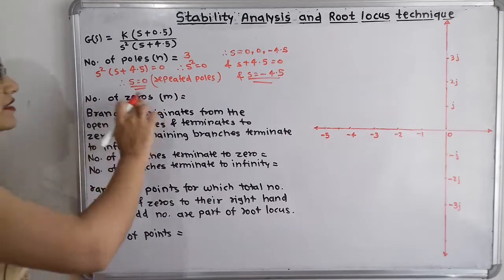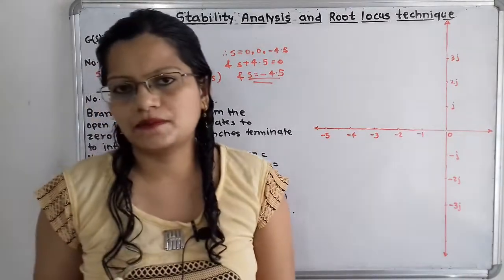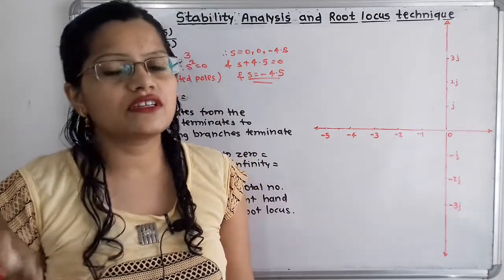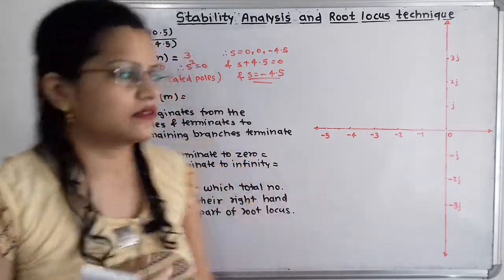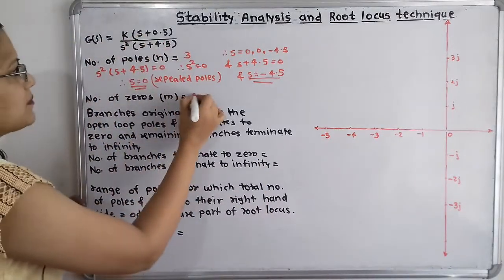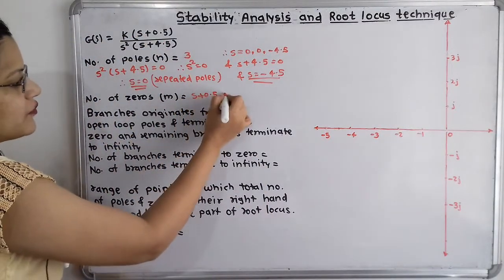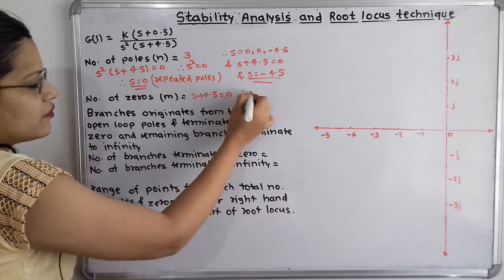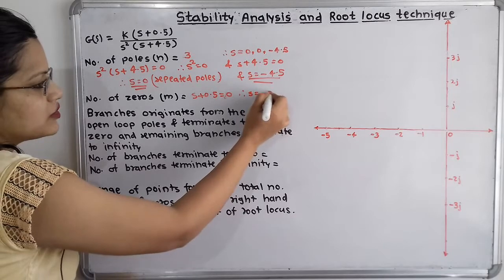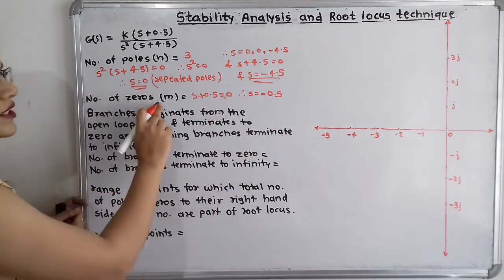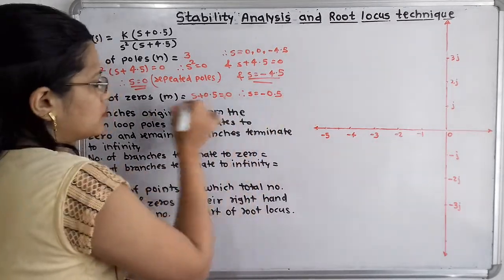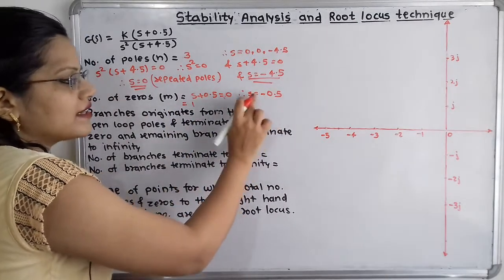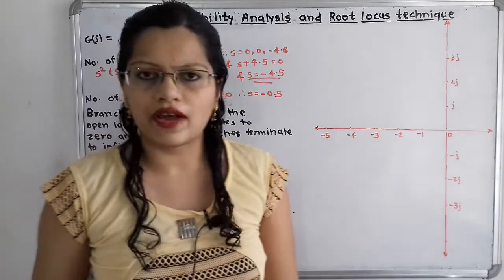Now we will write the number of zeros. For that we have to take the equation in terms of s from the numerator. So in the numerator there is s + 0.5. Therefore s + 0.5 = 0, and s = -0.5. So the number of zeros is equal to 1, and the zero lies at s = -0.5.